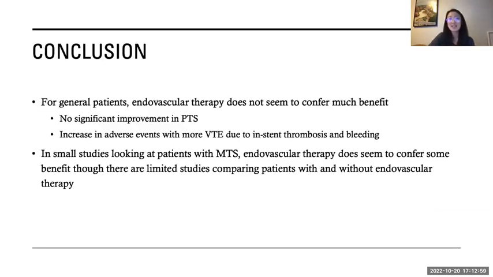Okay, so that's all that I'm going to talk about for endovascular procedures and a lesson on basically interventional radiology. In general, endovascular therapy does not seem to confer definite benefit in patients who have proximal DVT without MTS, but MTS does seem to be a different population and does seem to have some benefit from endovascular procedures, particularly stenting and CDT, compared to the more general population who does not have MTS.